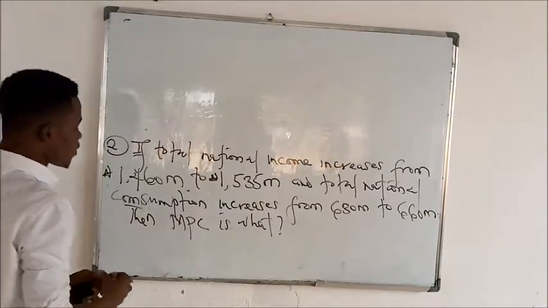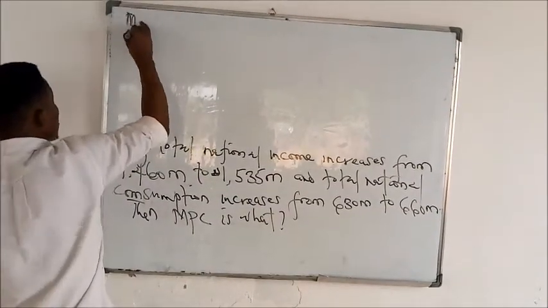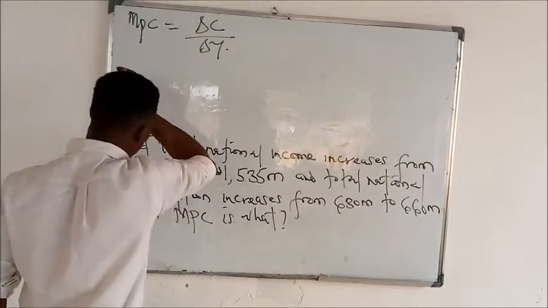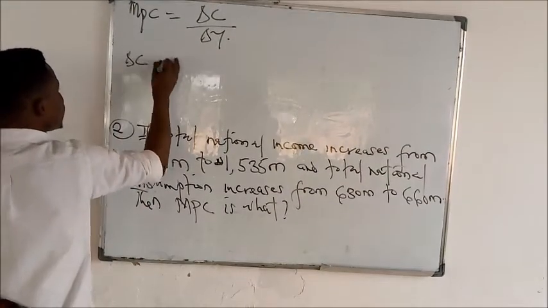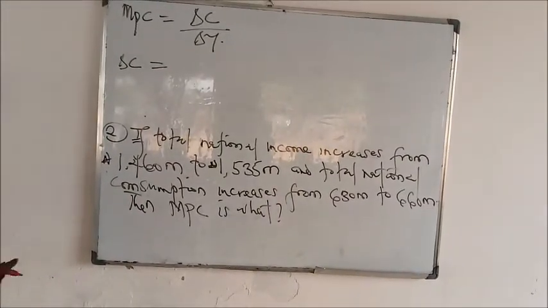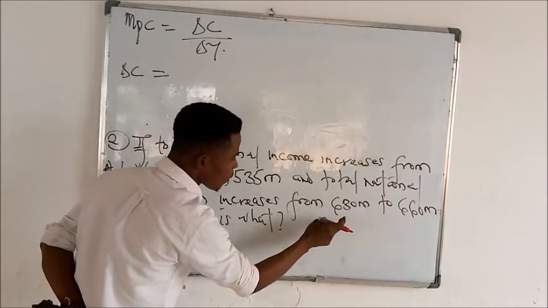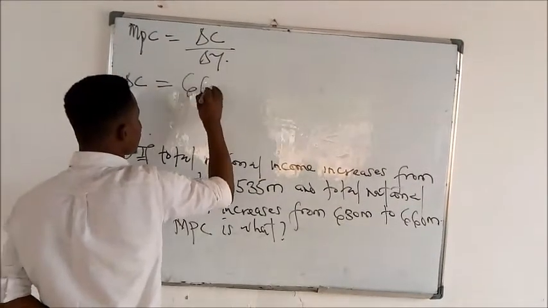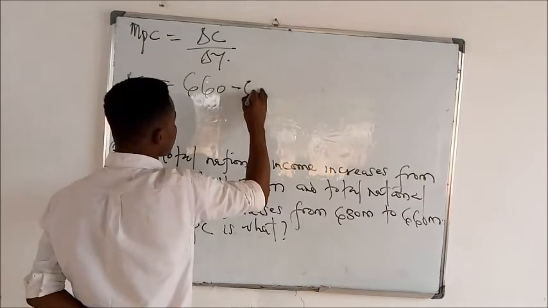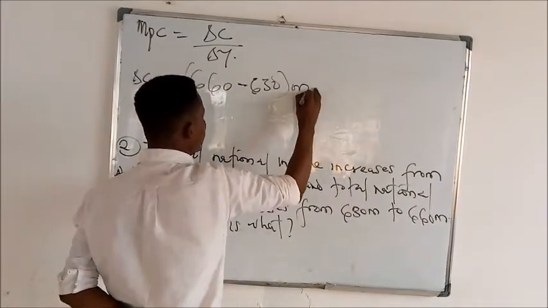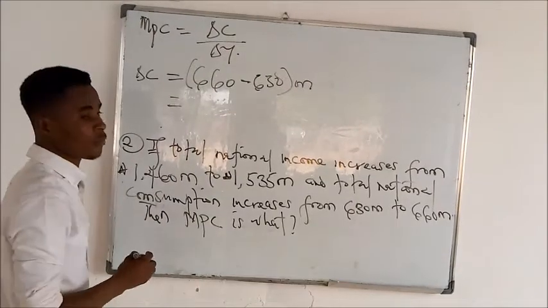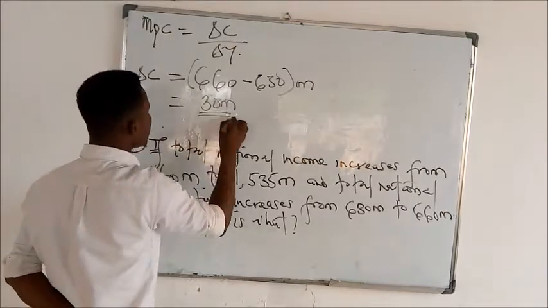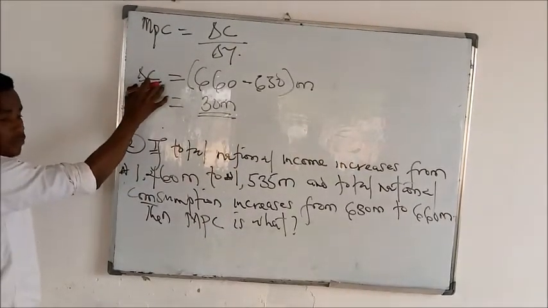So what is the formula for MPC? MPC is equal to change in consumption over change in income. Alright? So let's look for change in consumption first. Total national consumption increases from 630 million to 660, so 660 minus 630, all in million. What is the answer? It is 30 million naira. This is change in consumption.